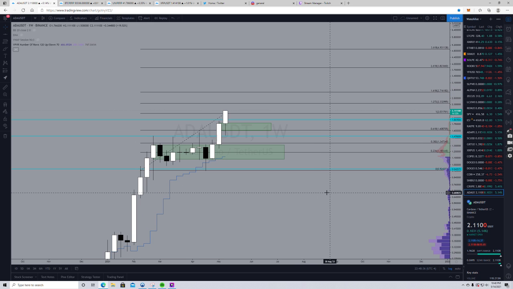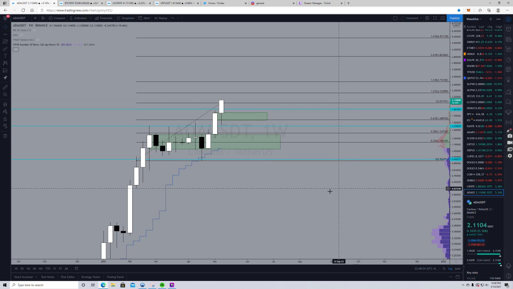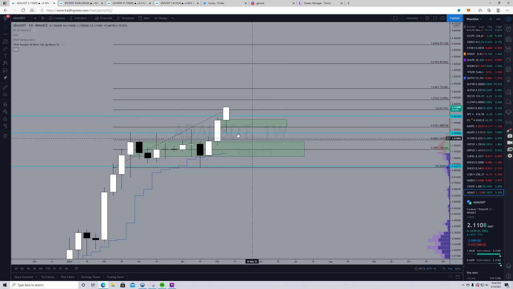So this is what I kind of charted up for ADA right now. I got these two green boxes that I would be interested in bidding in the event that we flush, because there's a lot of FUD out there right now, and Elon is, I don't even want to talk about that. That's a whole other conversation. But anyway, let's talk about ADA.